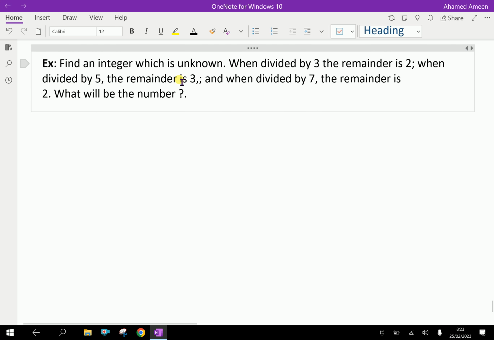Example: find an integer which is unknown. When divided by 3, the remainder is 2. When divided by 5, the remainder is 3. When divided by 7, the remainder is 2. What will be the number? That means this combination of three conditions is given. First, we write the system of congruences.